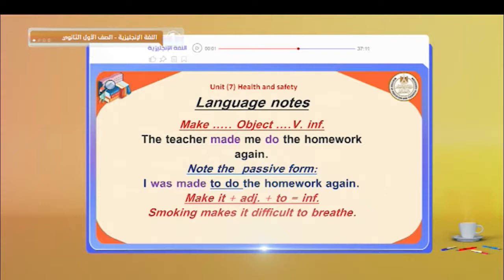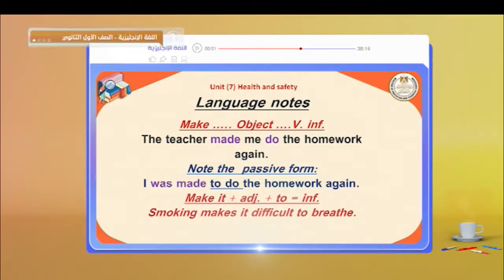We have the word make, the verb make. When there is an object after make, it takes a verb infinitive. So we say the teacher made me do the homework. Here we cannot say to do, we say do. We put verb infinitive without to. But in the passive form, we add to. I was made to do the homework again. So remember this carefully. The word make is followed by object, then verb infinitive without to. But in the passive form, it's followed by to plus infinitive. I was made to do the homework again.